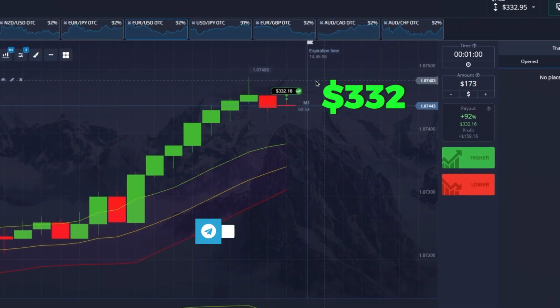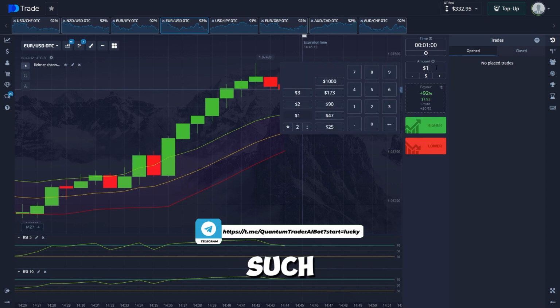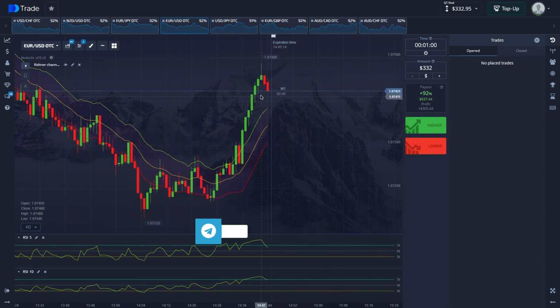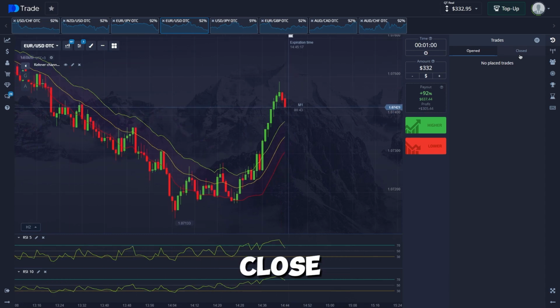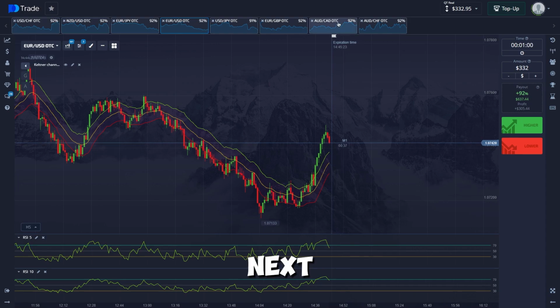And our next deal closes in A+, as you can see. This strategy allows you to open deals even in such a place and at such a level. In general, to accurately close deals in A+, let's continue trading and select the next currency pair.